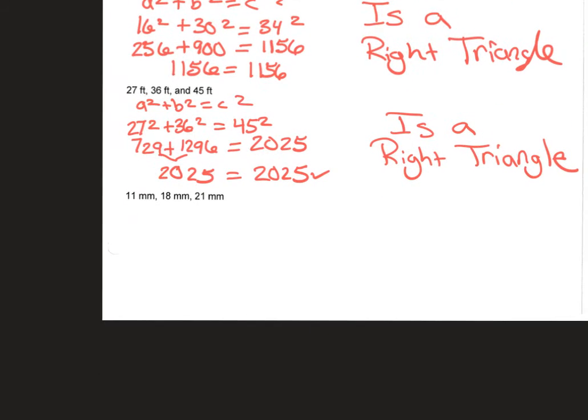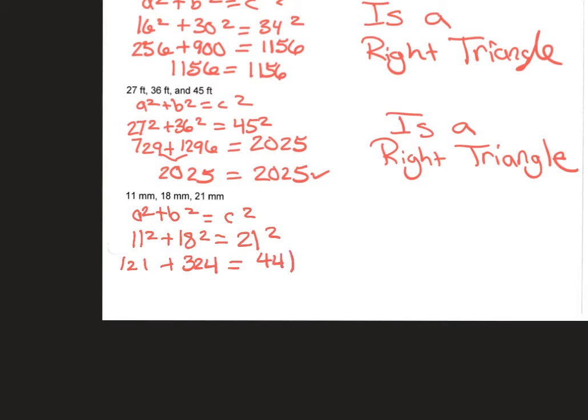The last one, again, we're lucky it's in the right order. A squared plus b squared equals c squared. 11 squared plus 18 squared equals 21 squared. Start squaring them. 11 times 11 is 121 plus 18 times 18 is 324 equal to 21 times 21, which is 441.